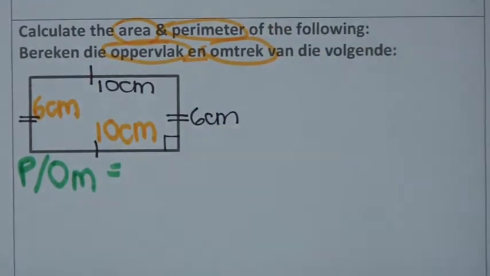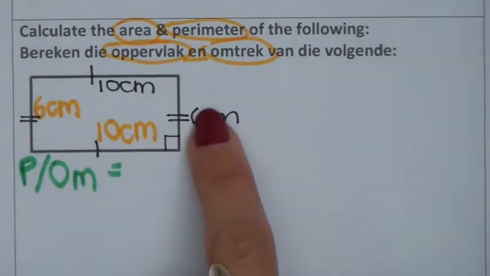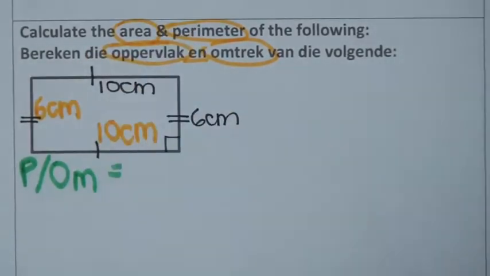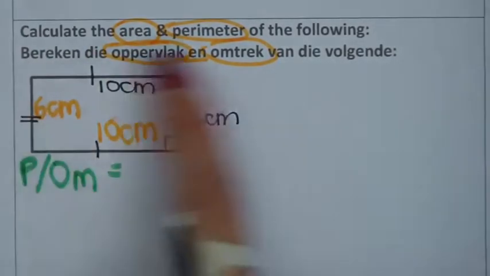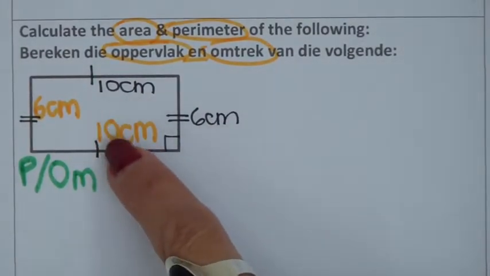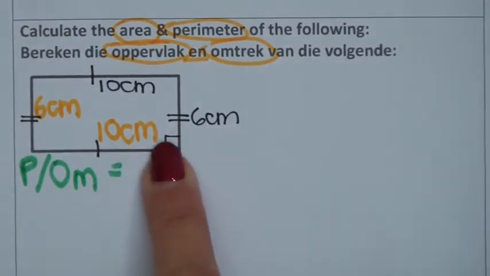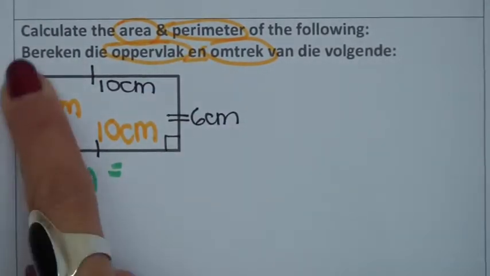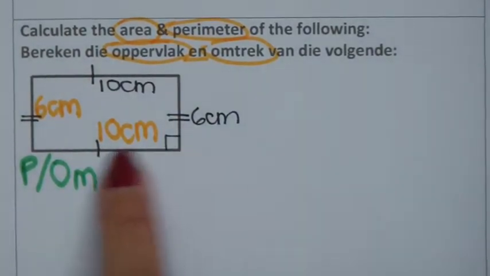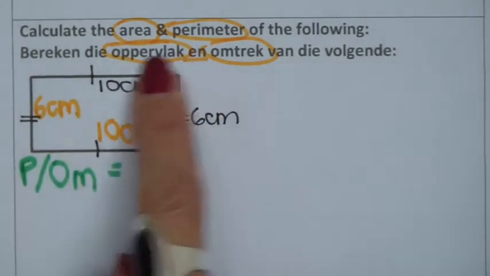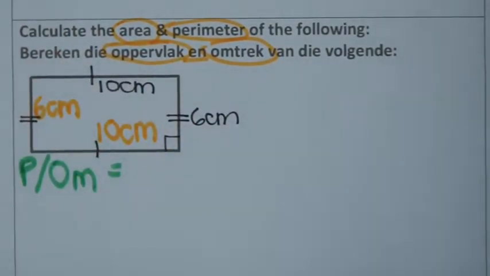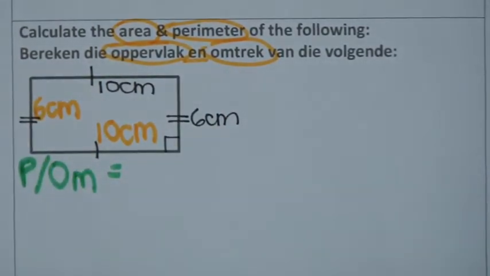I want to shorten it. Hoeveel van die breedtes is daar? Daar's 2. There are 2 breadths. How many lengths are there? 2 lengths. So, 2 maal die lengtes, 2 times the length, plus 2 times the breadth, plus 2 maal die breedte sal vir my die omtrek gee.